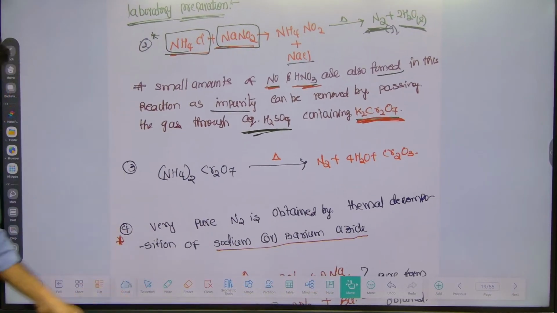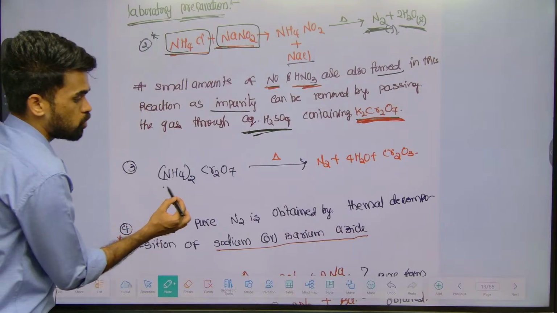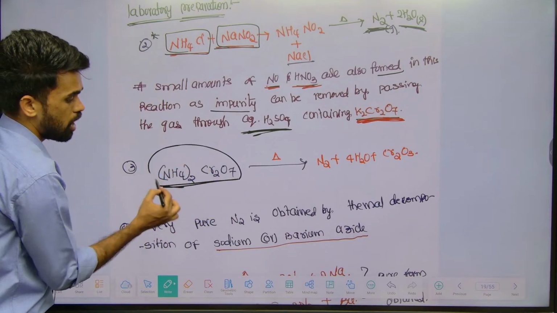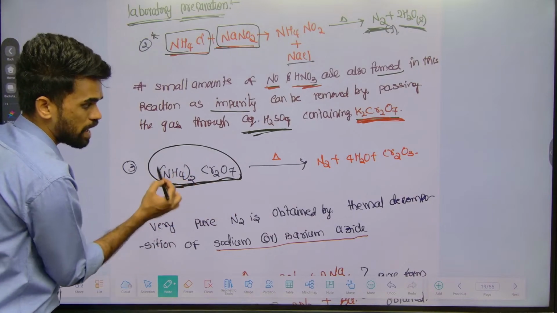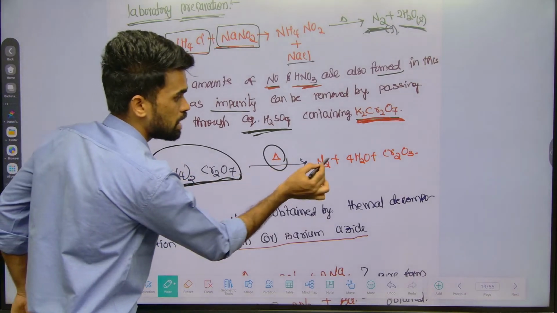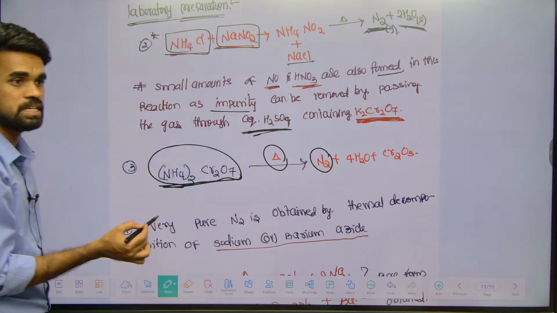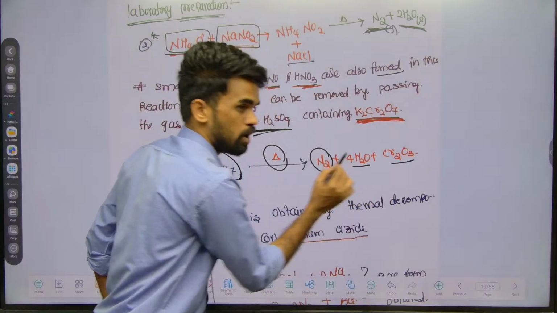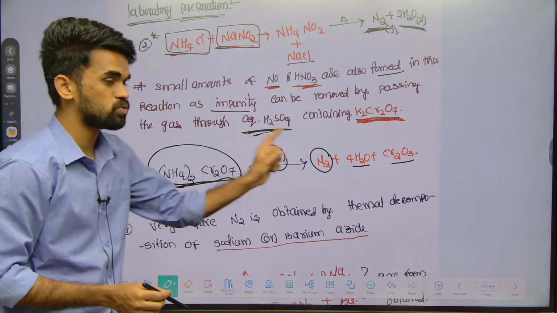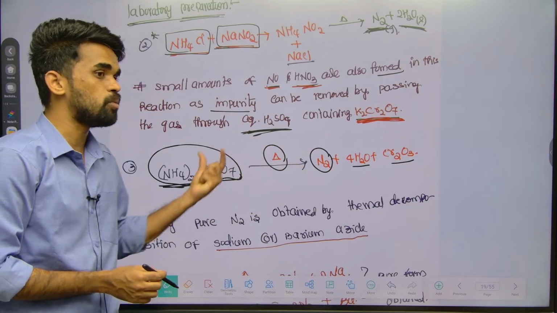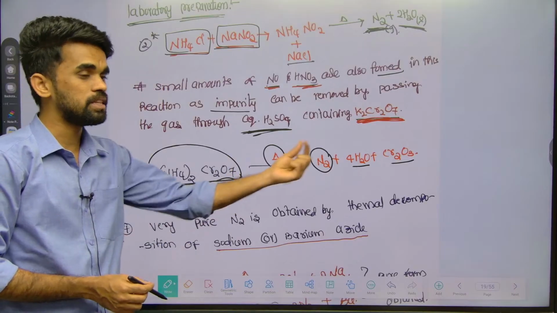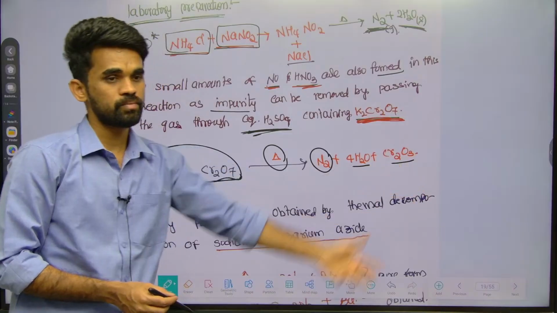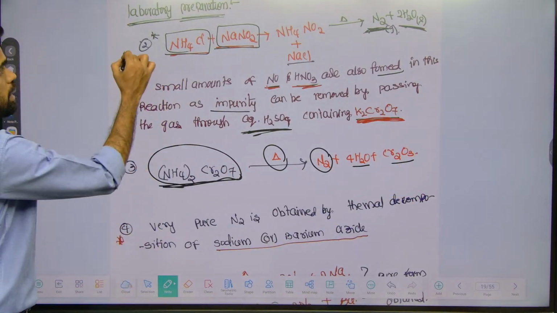Next method is decomposition of ammonium dichromate. What is that? Second method is what? Decomposition of ammonium dichromate. Ammonium dichromate upon heating releases N2 gas. Along with that, Cr2O3 and water are formed. They will ask you what are the products formed during the decomposition of ammonium dichromate. What are the 3 things formed? N2, H2O, Cr2O3. Write the reactions as it is.